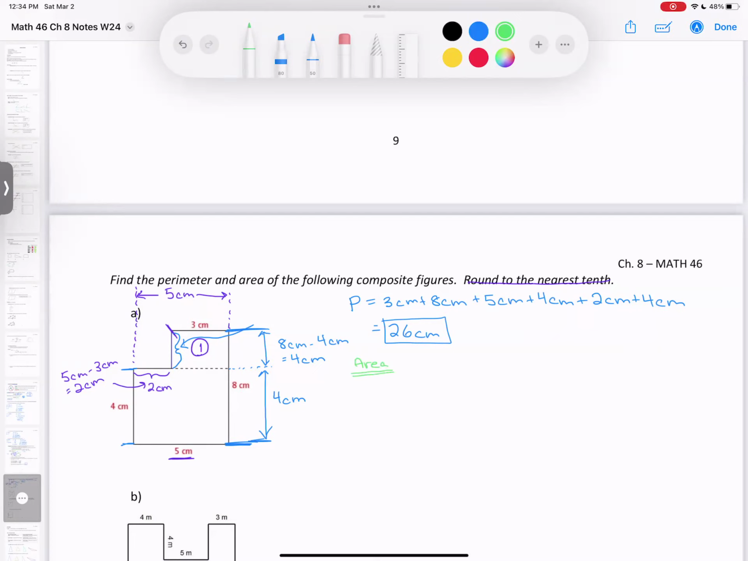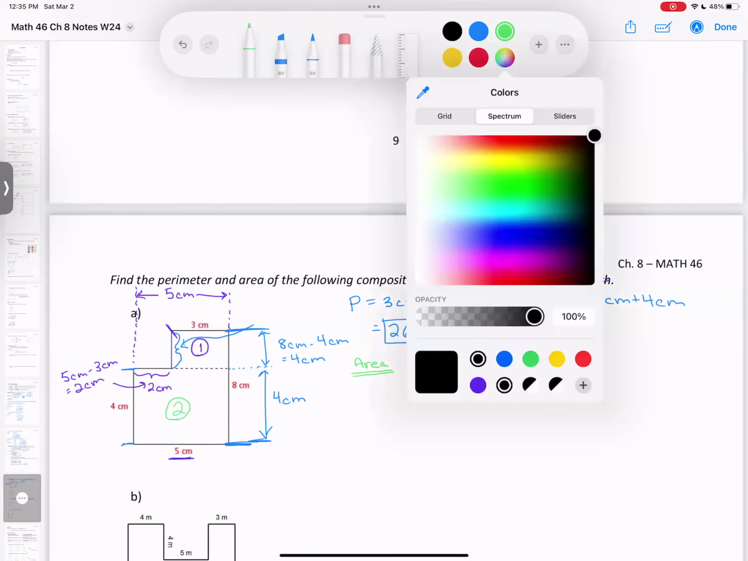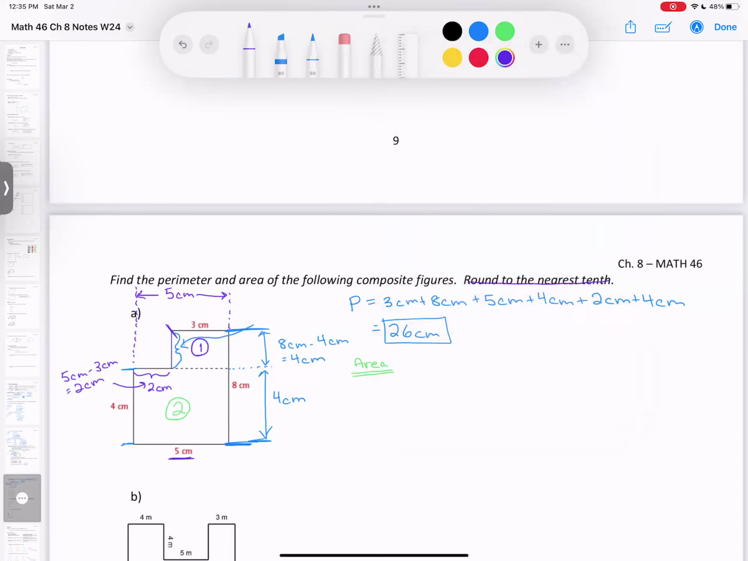So we've got rectangle 1 up top, I've already numbered, and I'm going to number this bigger rectangle, rectangle 2. So rectangle 1, okay, let me say area of 1. So that's going to be length times width, which in that case is 3 centimeters times 4 centimeters. So that gives me 12 centimeters squared.